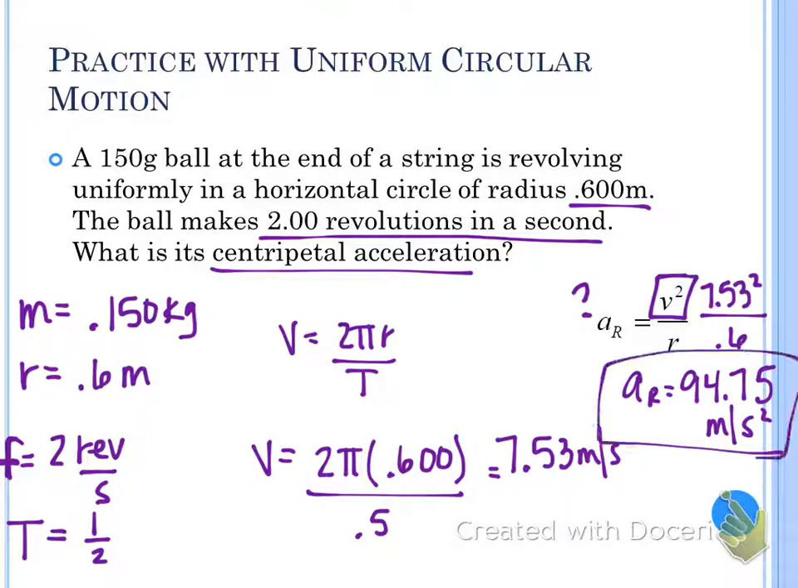So it's still meters per second. Because if we take velocity squared, that's meters squared per second squared divided by meters. Right? You know what I'm saying? So that's where the meters per second squared comes from.